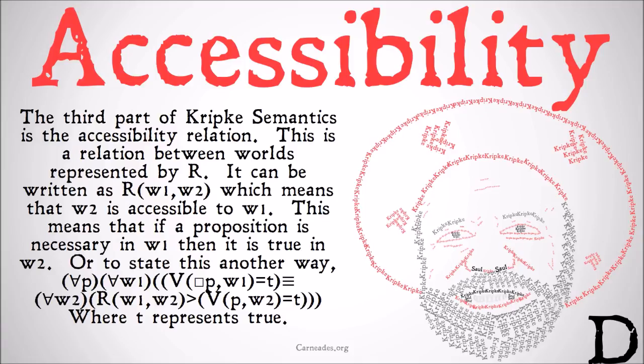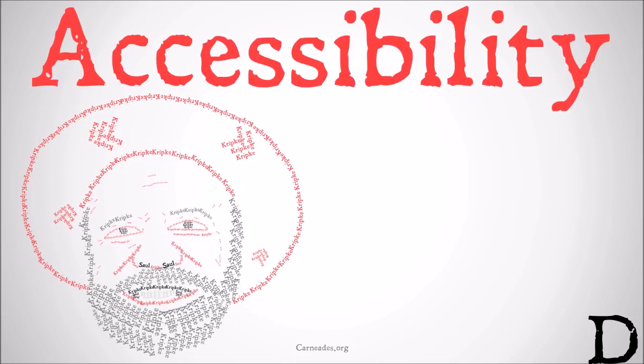So in other words, any world 2 is accessible to some world 1 if and only if for all propositions that are necessary in world 1, those propositions are necessary in any world 2. Hopefully that makes sense. Don't worry, we will give a lot of examples to be really clear on this.